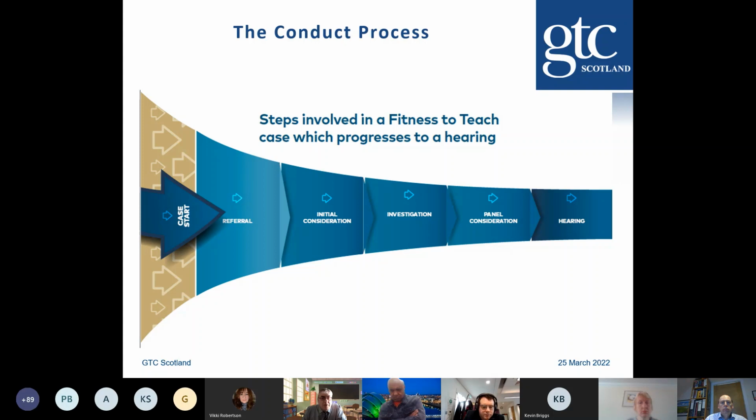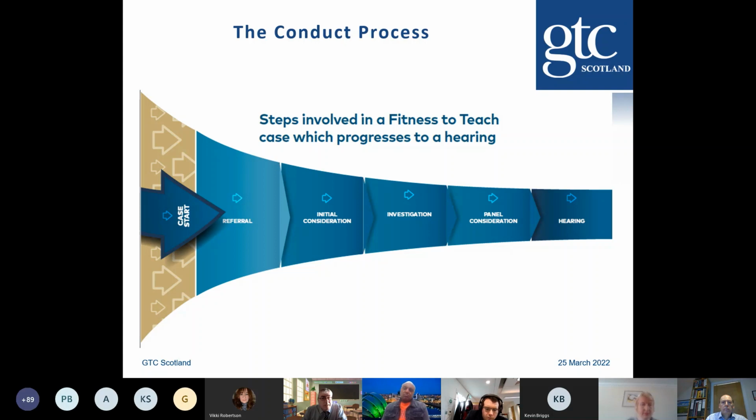If some or all of the allegations are found proven, then the panel will determine the teacher's fitness to teach. The potential outcomes at this stage are the same as the potential outcomes at the panel consideration stage. In other words, no impairment and therefore no further action, a reprimand being placed against the lecturer's name in the register, a conditional registration order, meaning that the lecturer can keep their registration but certain conditions are placed on it to ensure that they remain fit to teach, a combination of a reprimand and conditional registration order, or removal from the register.